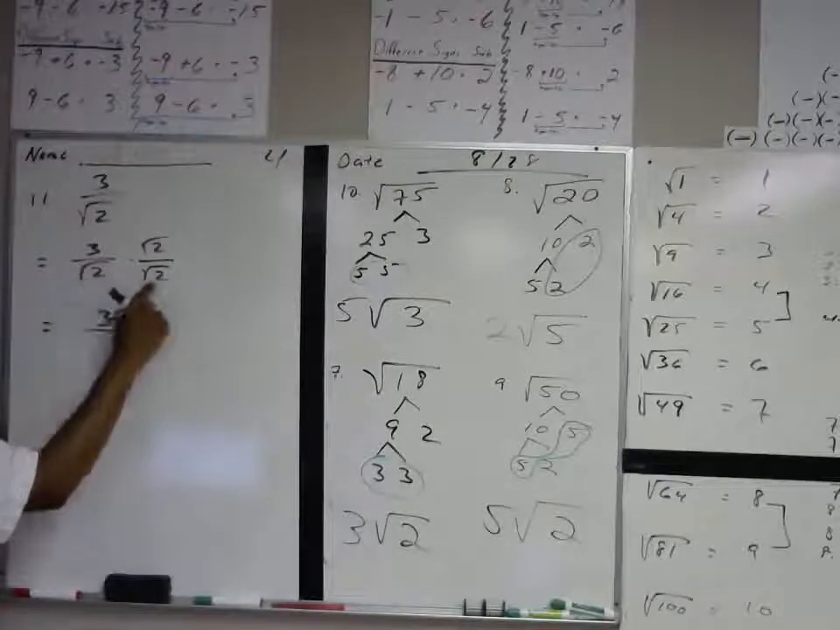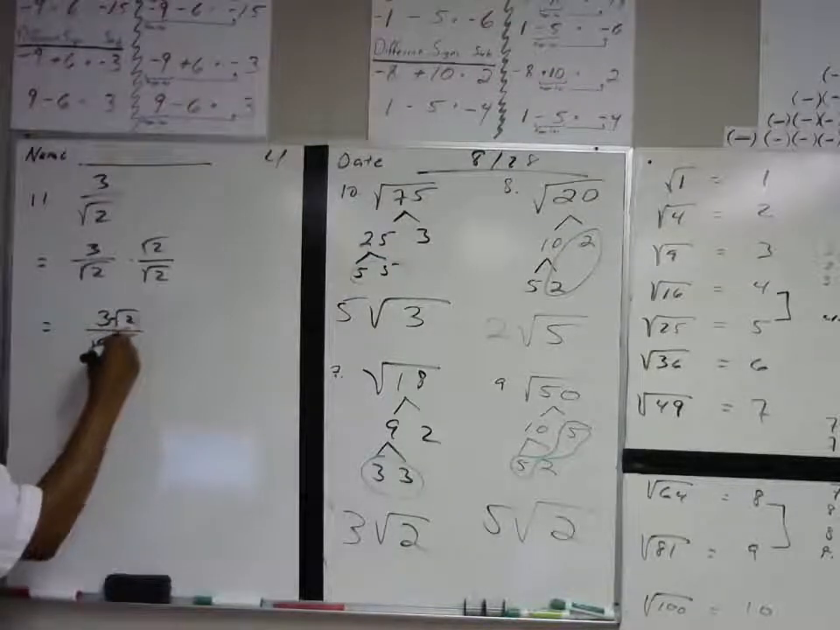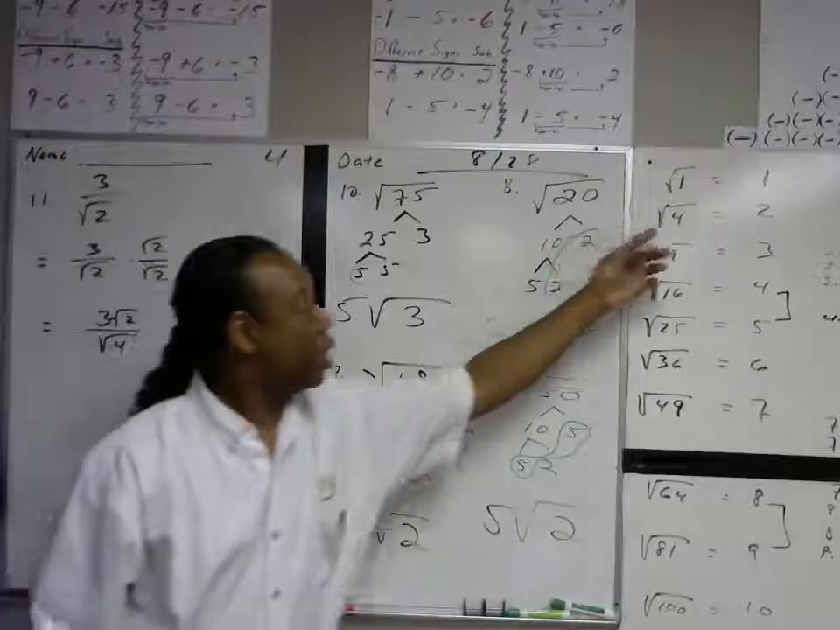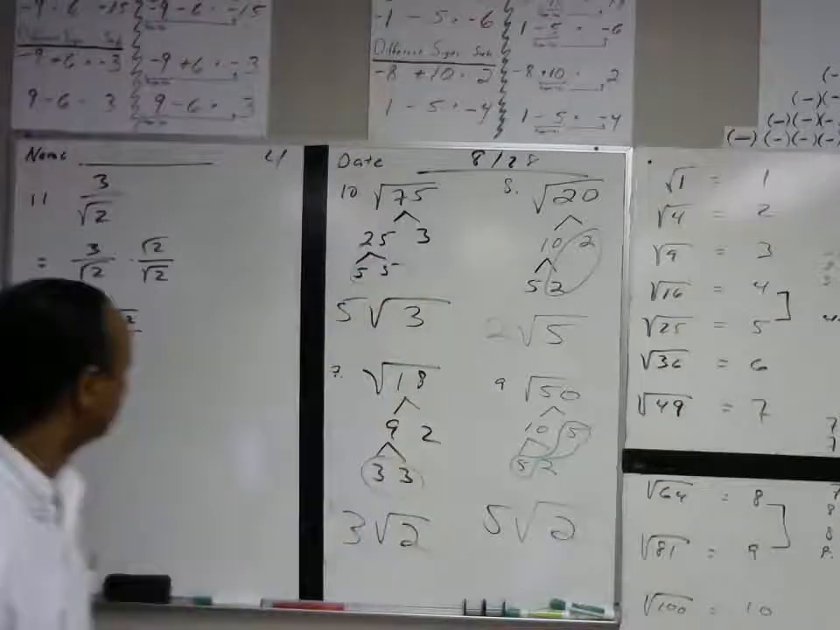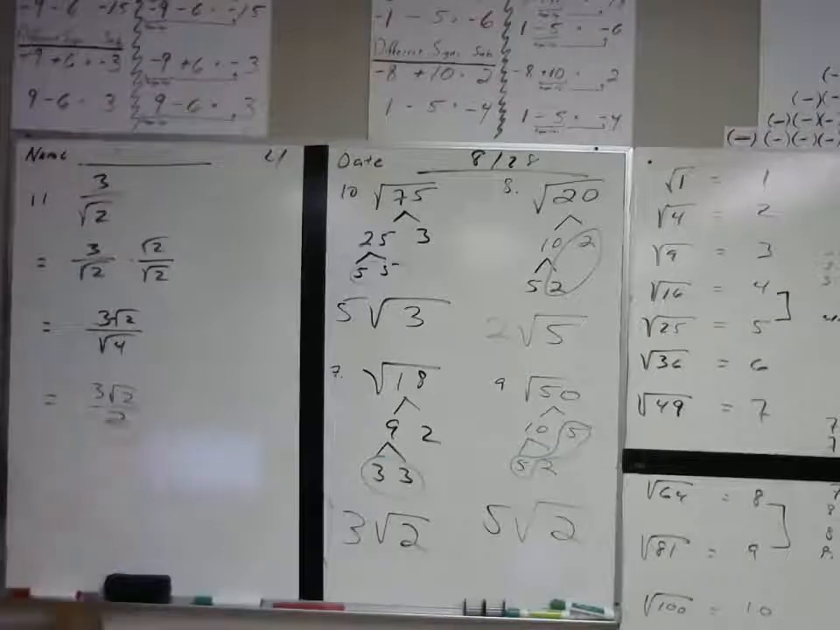But square root of 2 times square root of 2, those do blend. So square root of 2 times square root of 2 is square root of 4. And square root of 4 is on the chart right here. 2. So this changes to the number 2. Finish. And that's how you get a root out of the denominator. In other words, they call it rationalizing the denominator. Okay. Let's do another one of those. That was nice.